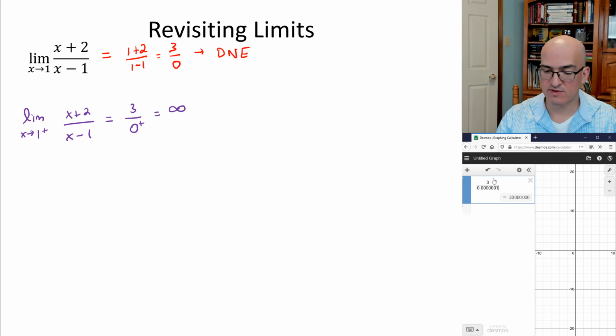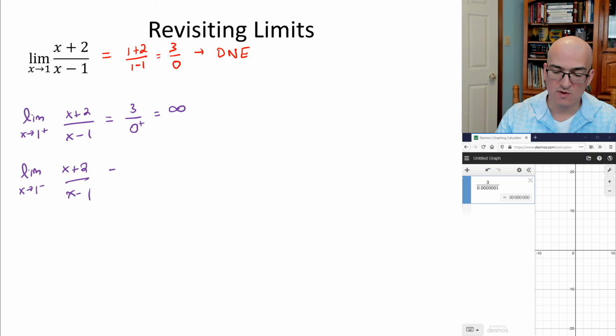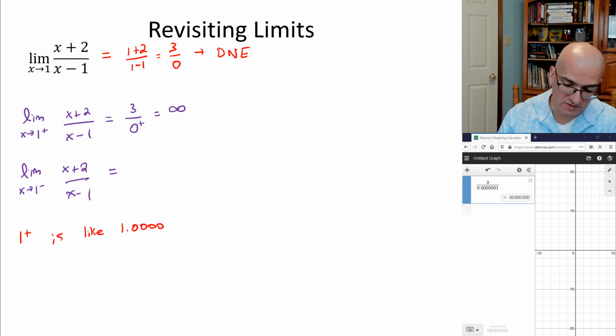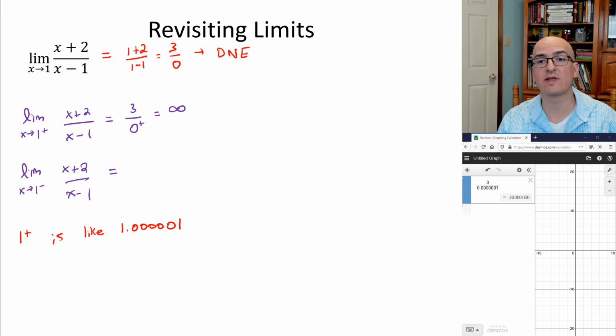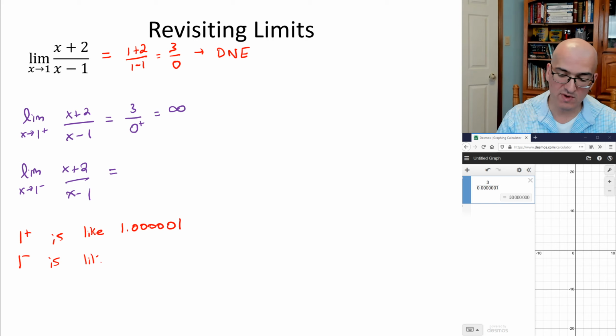What happens if we take a negative side limit, a limit as x approaches 1 from the left? Limit as x approaches 1 from the left of x plus 2 over x minus 1. Well, I should write this stuff down. 1 plus is like 1.00001. This is how you can think about what 1 plus means. 1 minus is a number a little bit less than 1, it is like 0.99999, etc.